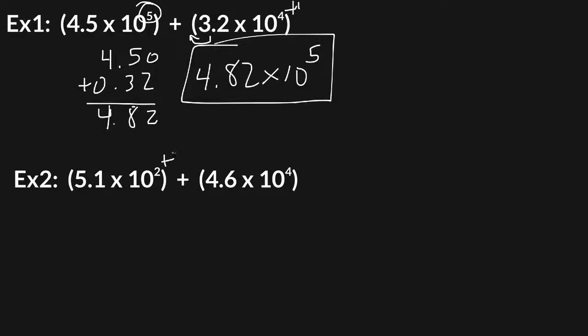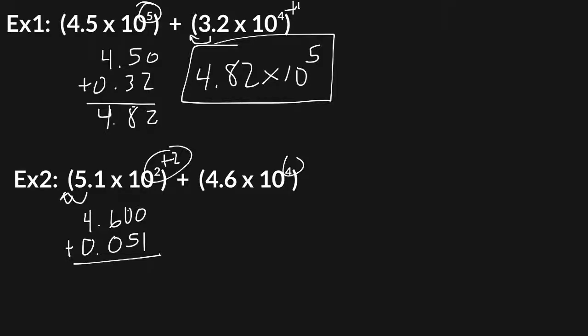Here, I would add 2 to this exponent, making this first factor 2 place values smaller to make both of these exponents into a 4. So I end up getting 4.6 plus 0.051. Put a couple of placeholder zeros in there. You end up getting 4.651 times 10 to the 4.